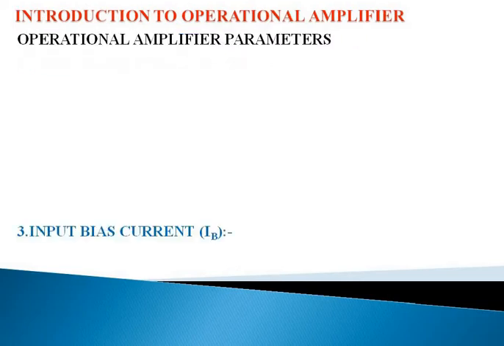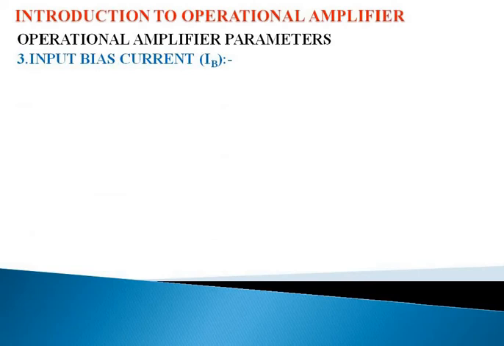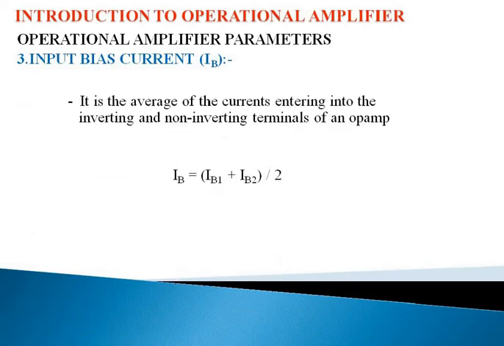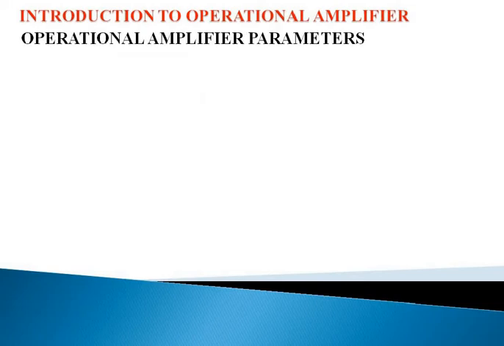The next is the input bias current. It is the average of the currents entering into the inverting and non-inverting terminals of an op-amp. That is (IB1 plus IB2) by 2. For 741, its value is 500 nanoampere. Then for ideal, it will be 0 as IB1 and IB2 are 0.